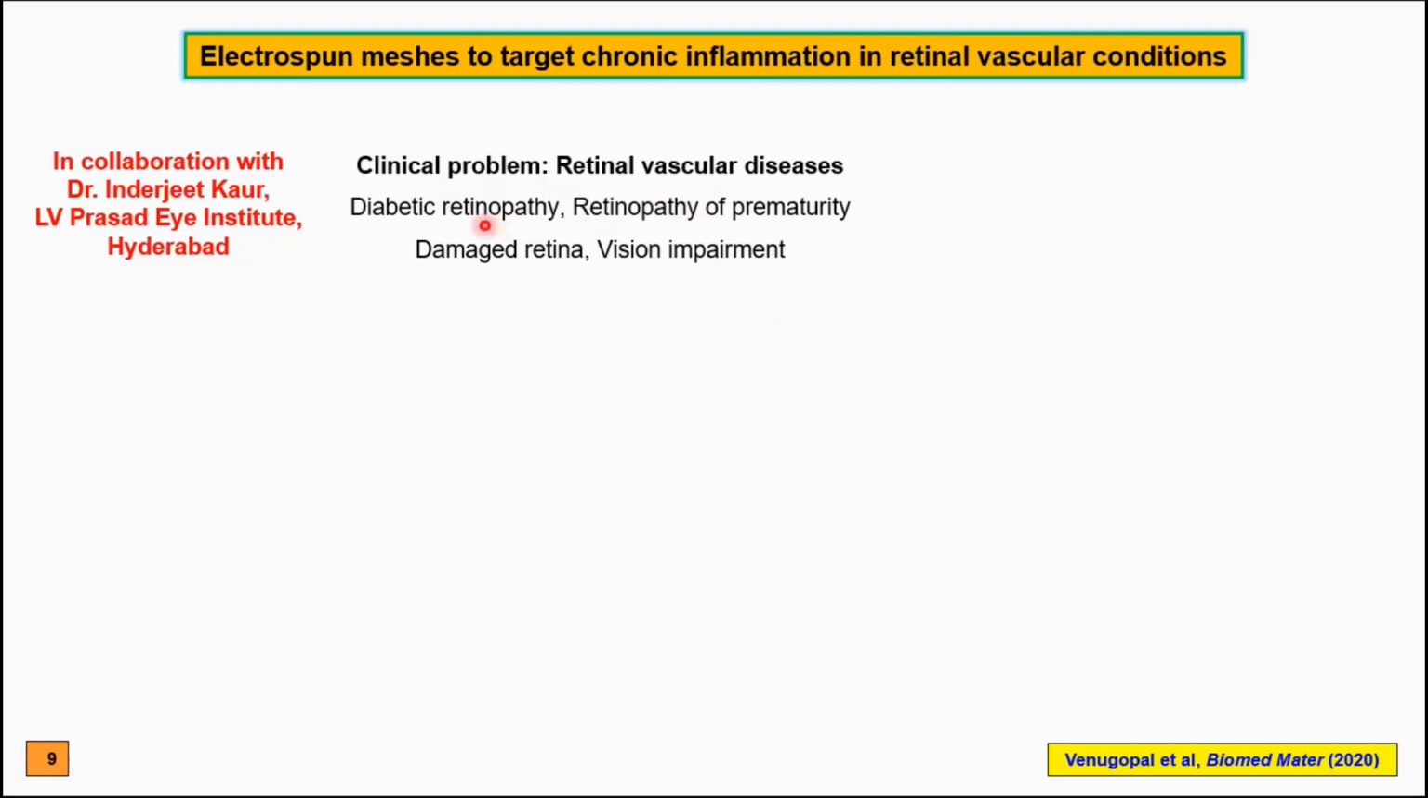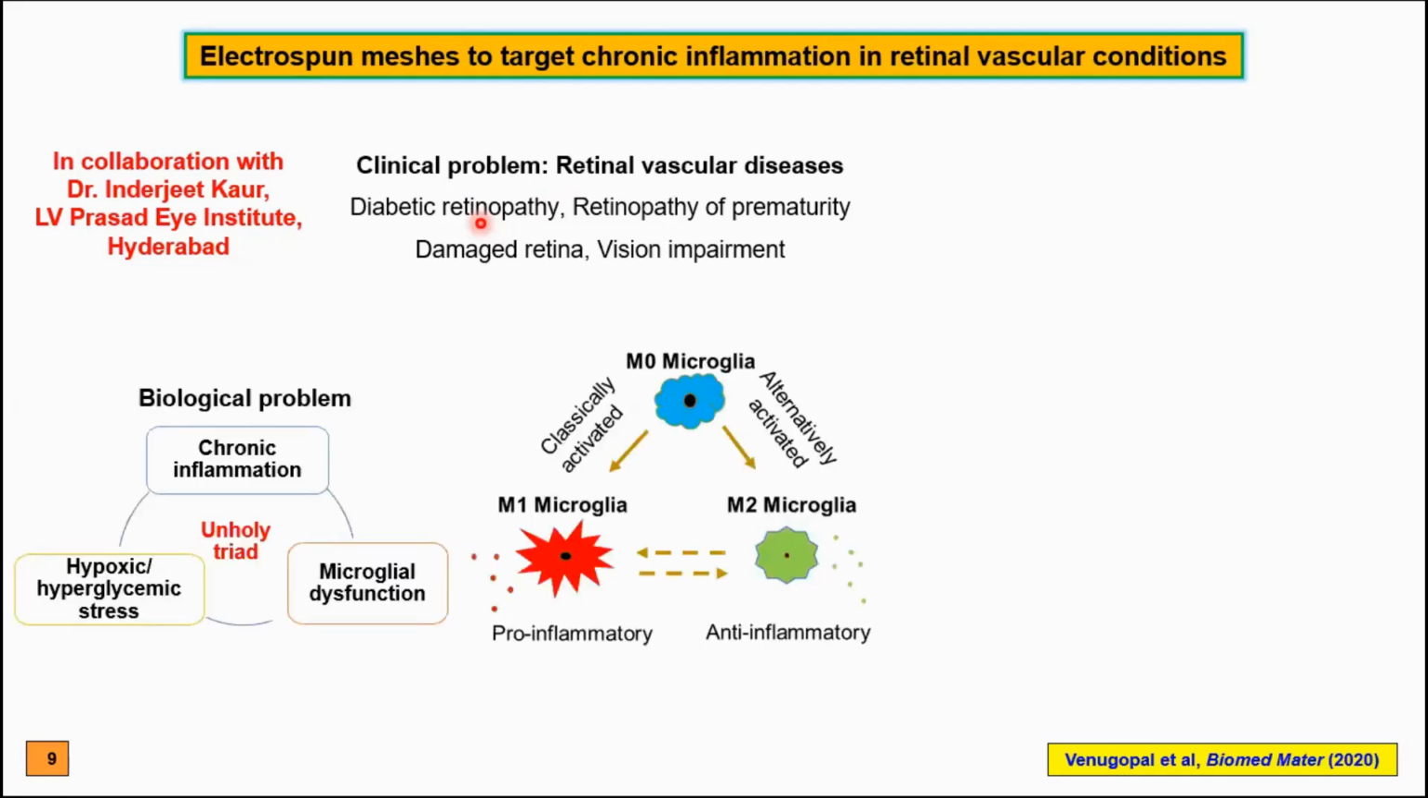For example, in diabetic retinopathy, because of the underlying diabetic condition and hyperglycemia, chronic inflammation persists. As a result, the retina starts to get damaged over time. This is what I like to call the unholy triad, if you will, where you have chronic inflammation, and hypoxic or hyperglycemic stress. Hypoxic is just lack of oxygen, oxygen deprivation. Hyperglycemic stress is excessive blood glucose levels. These two cause a significant amount of chronic inflammation in the body.